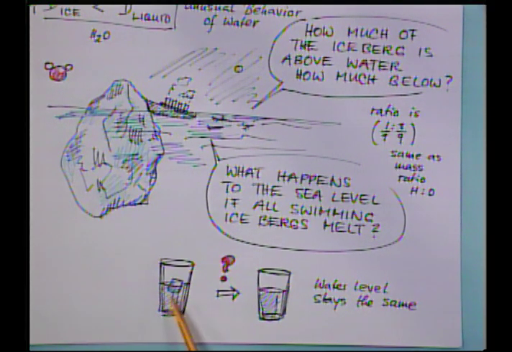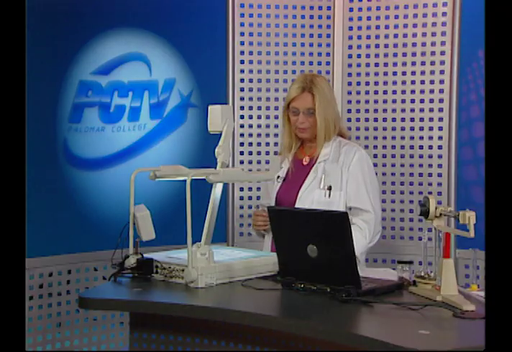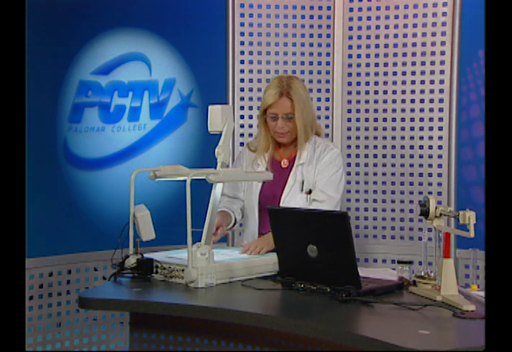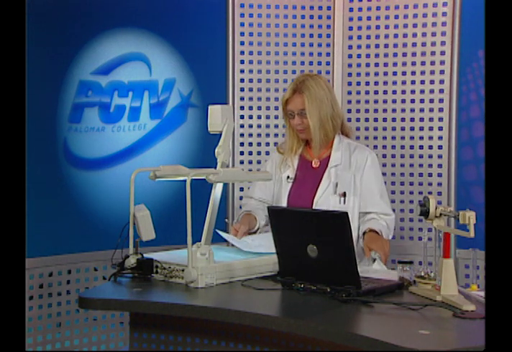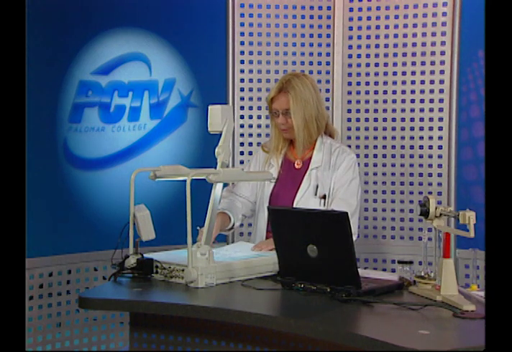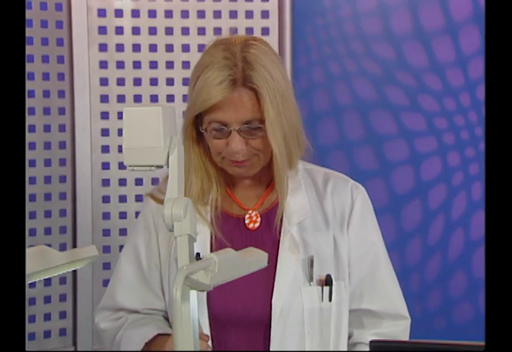Just take a glass of water, put an ice cube in it, and wait till it melts and see if the level of water has risen, dropped, or stayed the same. So that's an interesting experiment that you can do at home. We talked a lot about significant figures. And here is a good example of how we work with significant figures.